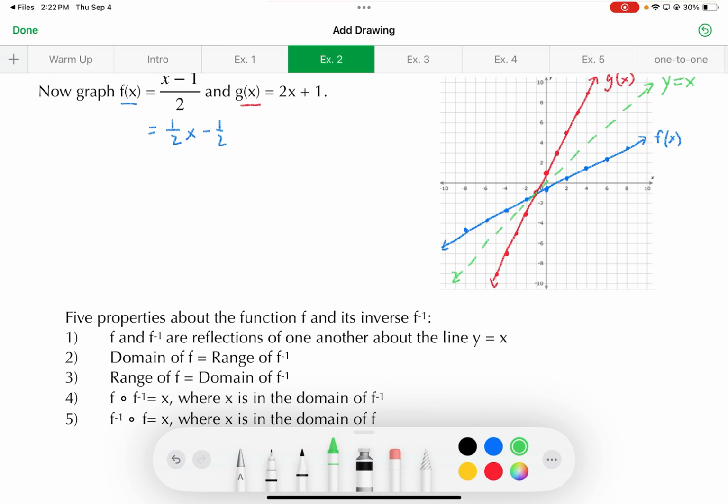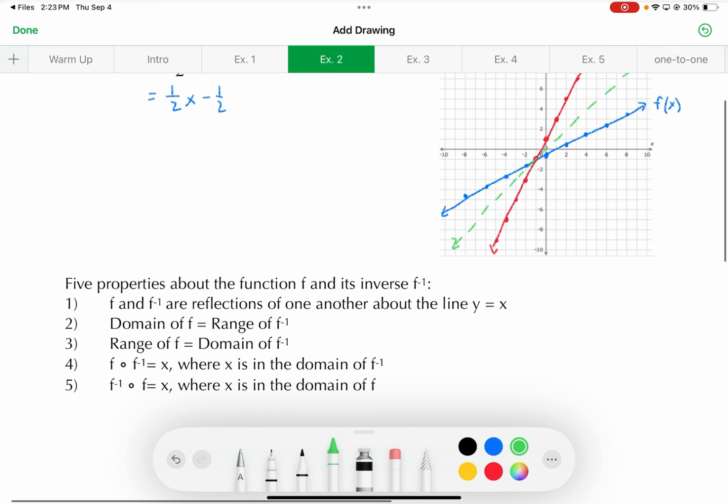Okay, some other properties that are listed down below. Properties 2 and 3: the domain of the original function is going to be the range of its inverse, and vice versa. The range of the original is the domain of the inverse. So you're just switching the x and the y values. Properties 4 and 5 were shown on the previous page. The composition of a function and its inverse in both directions will always equal x, right?